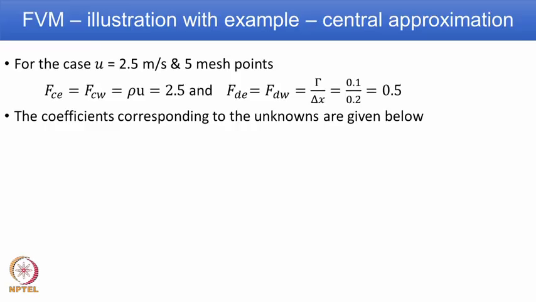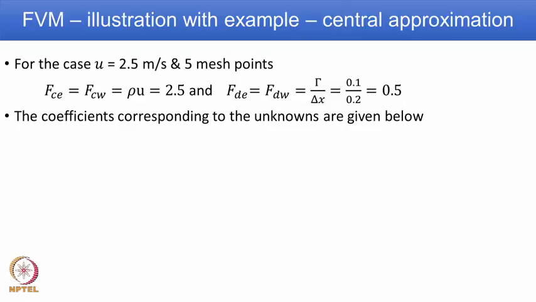Now, the second case is a higher velocity, u equal to 2.5 meters per second, for the same problem, that is the same domain, and the number of mesh points is the same, 5. U is increased from the previous case of 0.1 meter per second to 2.5 meters per second, which means it is convection dominated. Hence, you get the convection flux calculated to be 2.5 and the diffusion value calculated to be 0.5.